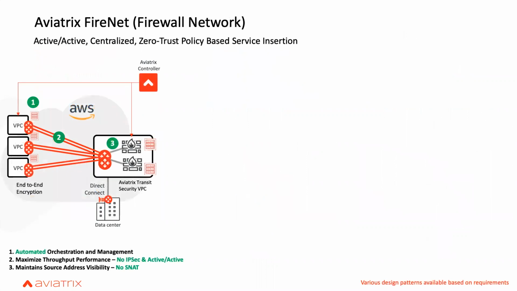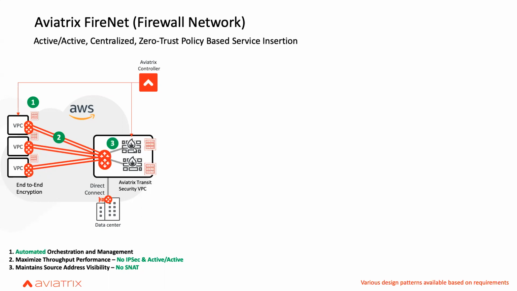And for that reason, we have the Aviatrix FireNet solution, which allows our customers to deploy these next generation firewalls in an active manner in a centralized location with a zero trust policy-based service insertion. So what you basically do is, you have a transit VPC here in this example, an AWS example. You have the transit gateways, Aviatrix gateways. You build the proper network architecture with the hub and spoke topology, and then within the same VPC, you deploy your firewalls.